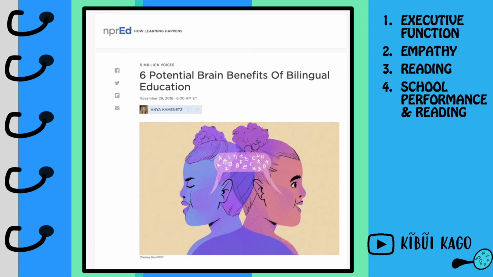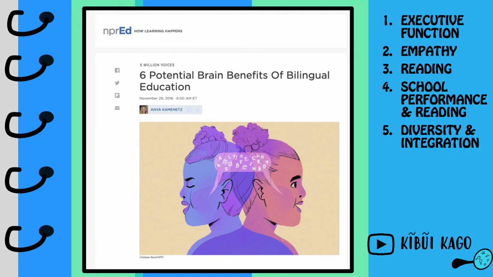Potential benefit number 4 is in the area of school performance and reading. So these data come from studies that covered 6 states and 37 school districts. And what the researchers found was that when they compared the performance of bilingual students to students in English-only classrooms, what they observed is that the dual language students had higher test scores and seemed to be happier in school. They also had better attendance, fewer behavioral problems, and higher parent involvement.